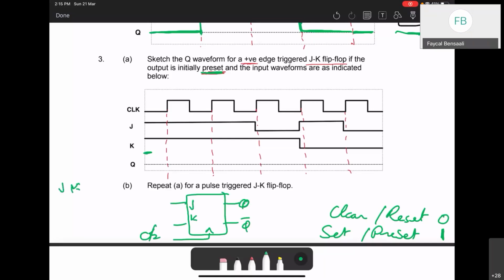This is very similar to the SR, except for the last case. So Qn plus 1: 1, 0, 1, 1. So this is no change. JK is similar to SR, so it's a reset. So it's 0, 1, 0 is 1, and 1, 1 is the opposite, Qn bar. So the previous Q bar, or the opposite of the previous Q. We did this in the lectures. I'm just trying to refresh your memory here.